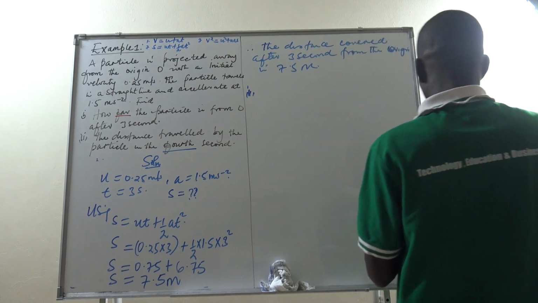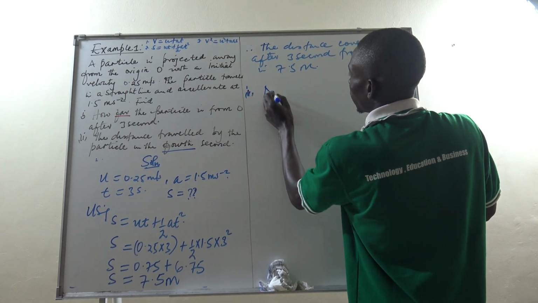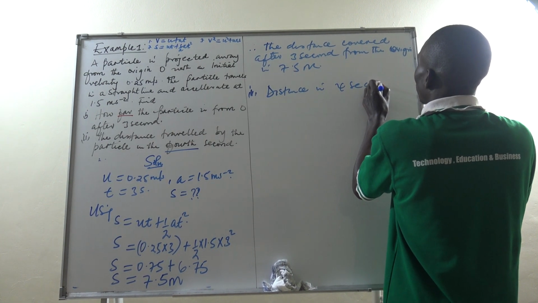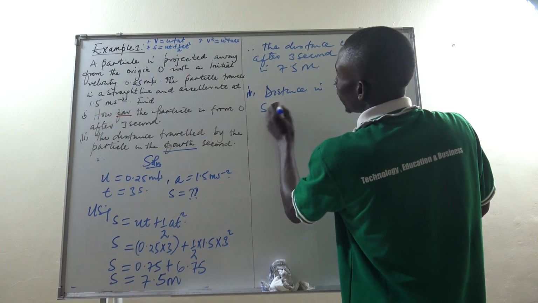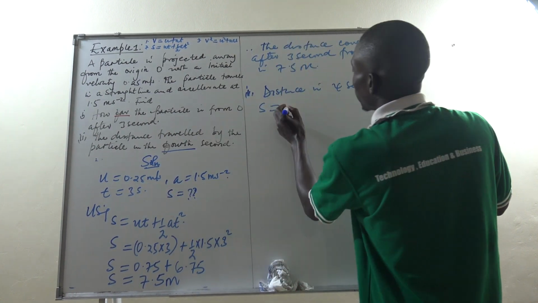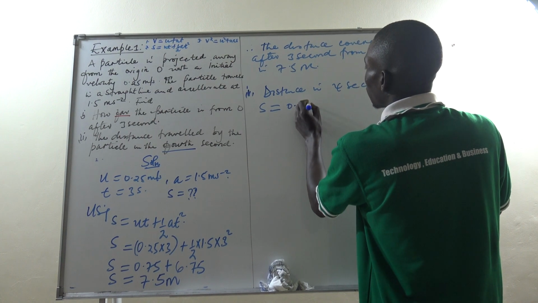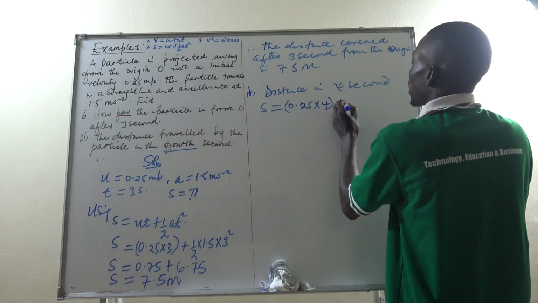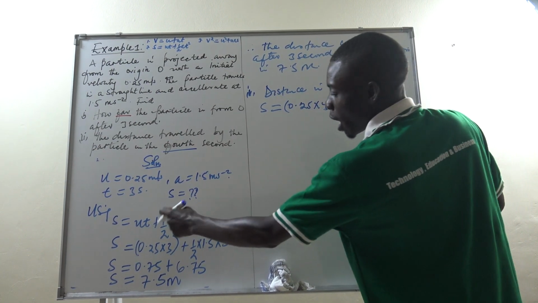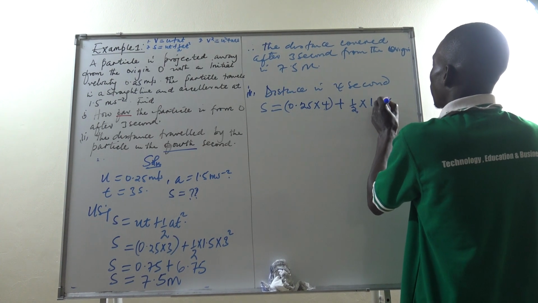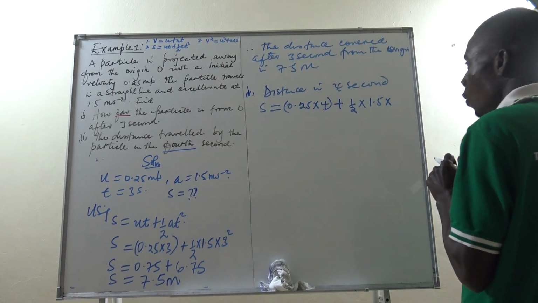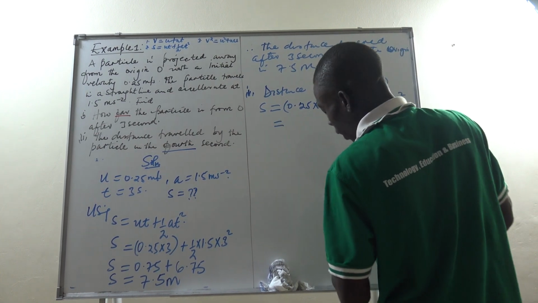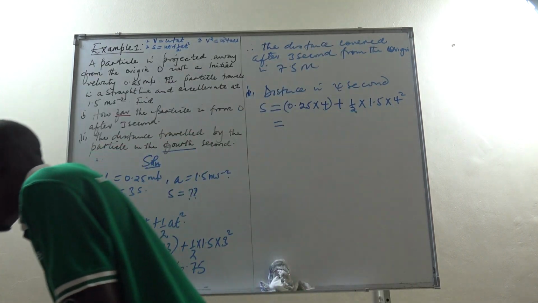So, what is the distance covered in 4 seconds? Distance in 4 seconds, first of all. It will be S equaling to U, my U is 0.25 times 4. I'm substituting in this equation here. Plus a half times A, my A is 1.5. And then times T, we are saying now the time we are looking at should be a time of 4 seconds but squared. Okay? Here we move slowly so that everyone gets it.